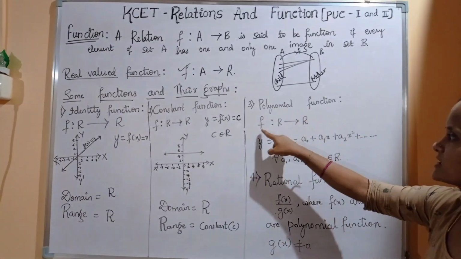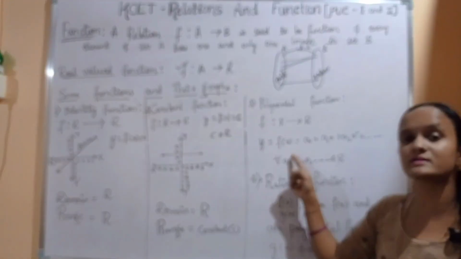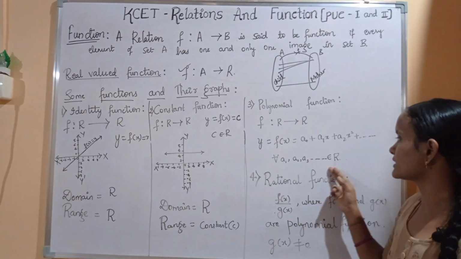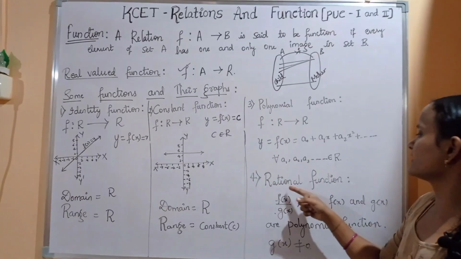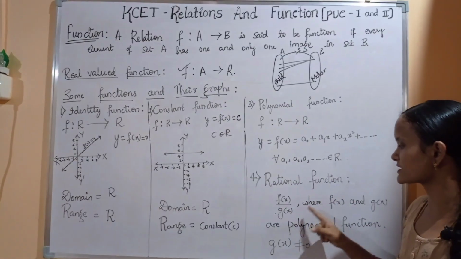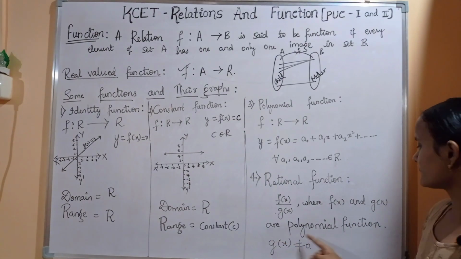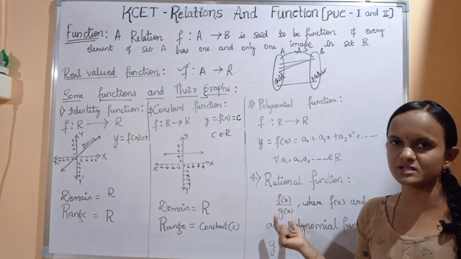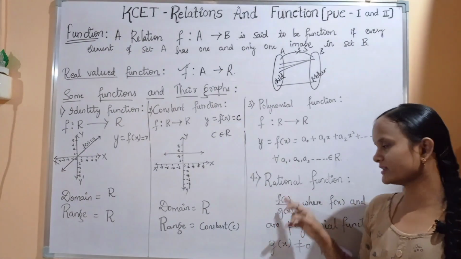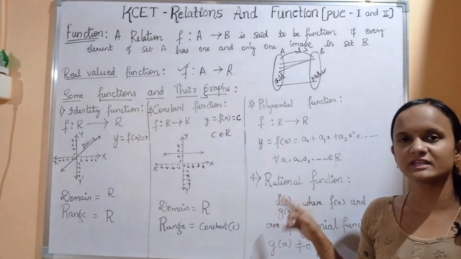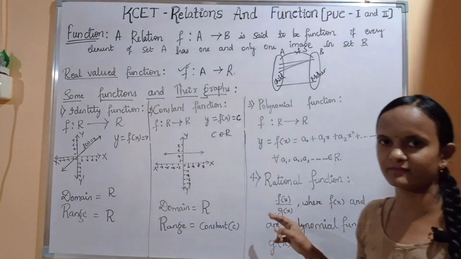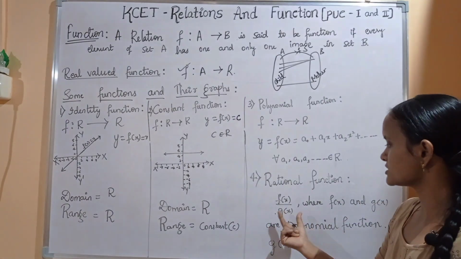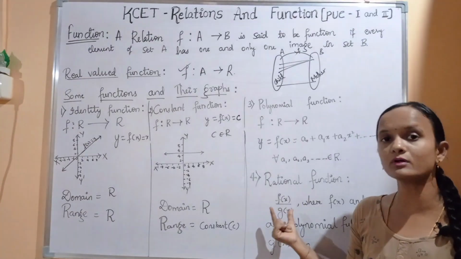Next, polynomial function: f is from R to R, y is equal to f of x equals a0 plus a1x plus a2x square and so on, for all a1, a2, a3 and so on belonging to R. Next, rational function: f of x by g of x, where f of x and g of x are polynomial functions and the denominator g of x should not be equal to 0. If it becomes 0, then the given function becomes invalid or tends to infinity, which cannot be defined. It will not be well defined. Therefore, the denominator g of x should not be equal to 0.